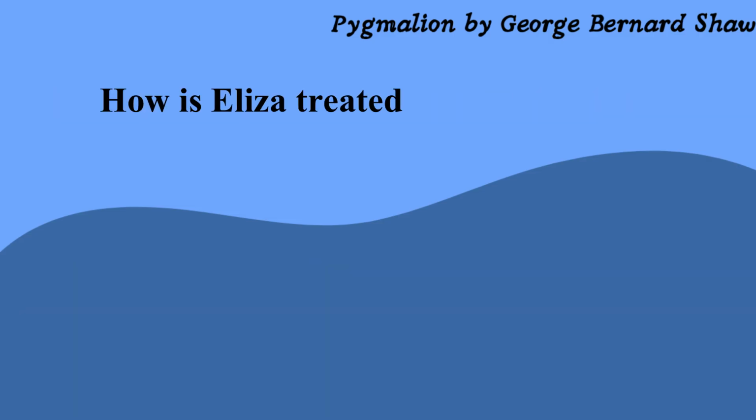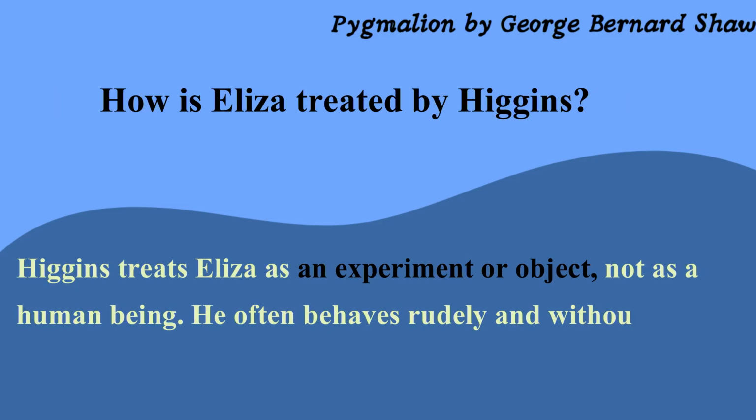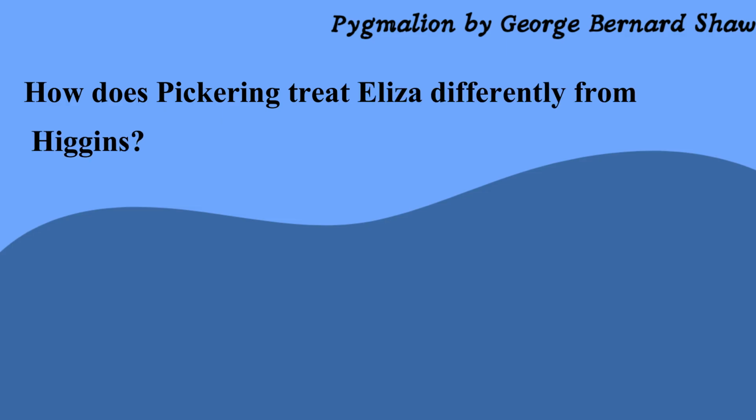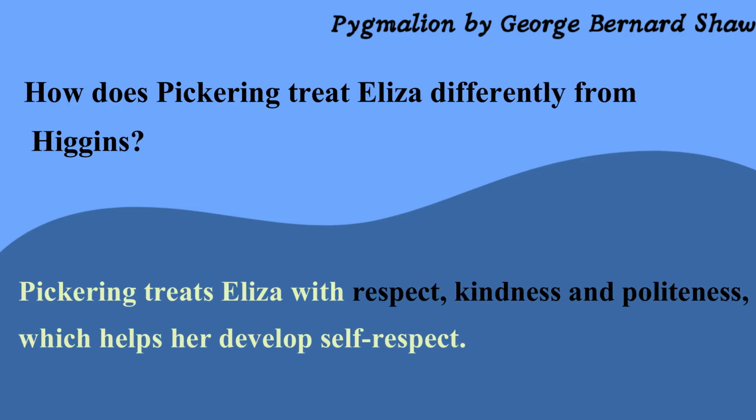How is Eliza treated by Higgins? Higgins treats Eliza as an experiment or object, not as a human being. He often behaves rudely and without empathy. How does Pickering treat Eliza differently from Higgins? Pickering treats Eliza with respect, kindness and politeness, which helps her develop self-respect.